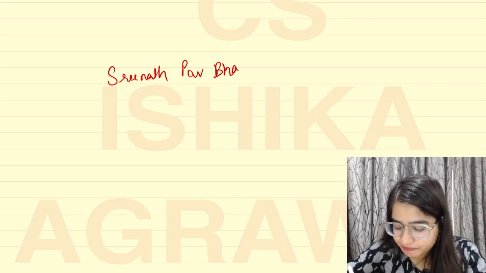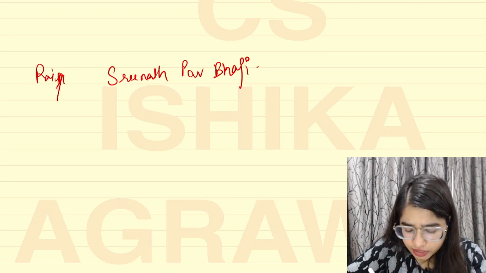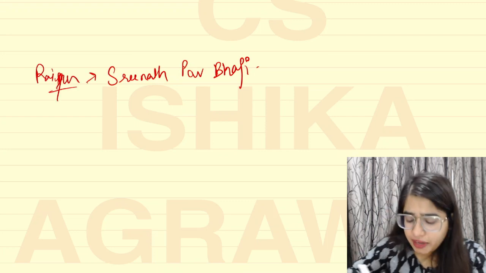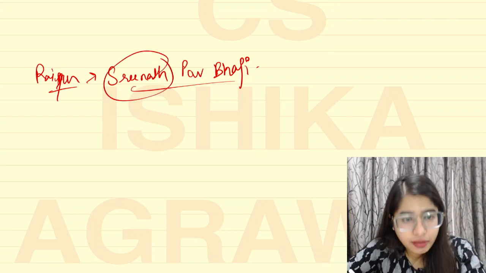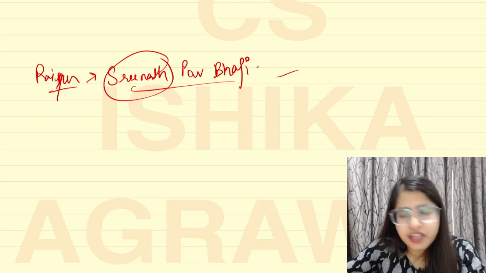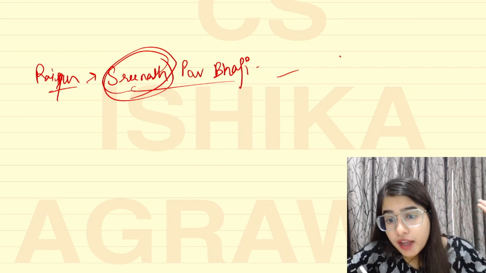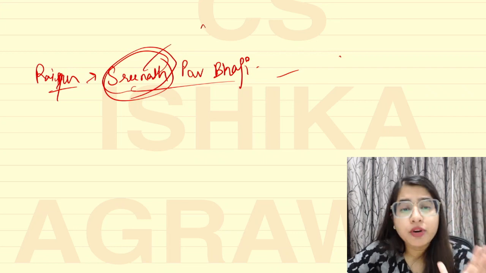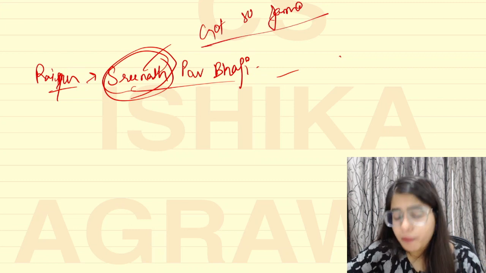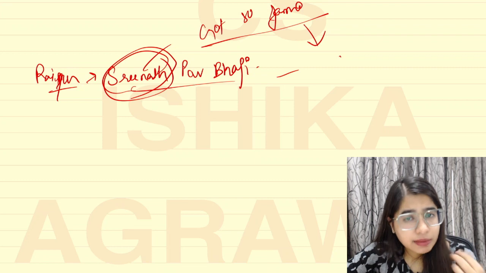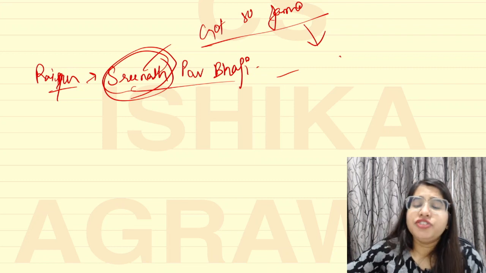In our Raipur, there's a famous place called Srinath ki pav bhaji. He was the first one to start with the Srinath pav bhaji name, and he used to make very delicious, very tasty pav bhaji, and he was very famous. This name became so famous, so branded. Everyone used to recommend, if you have gone to Raipur, have that Srinath ki pav bhaji.